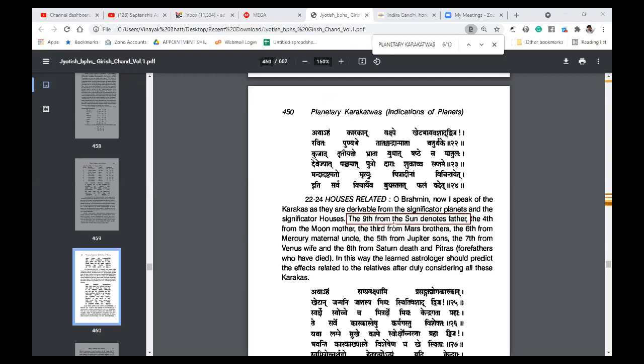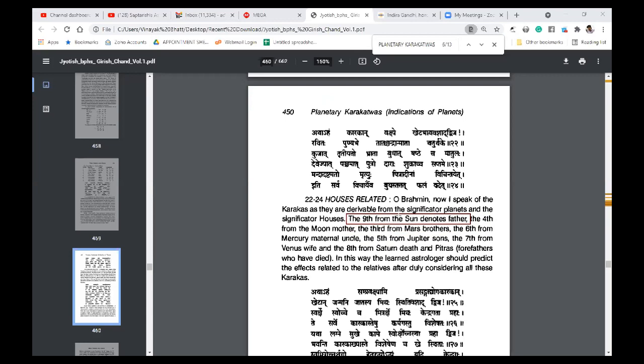See, Sun is the Karak Tattva for father, we know. But in this shloka, Parashara Rishi is saying, ninth from the Sun denotes the father. Clear?